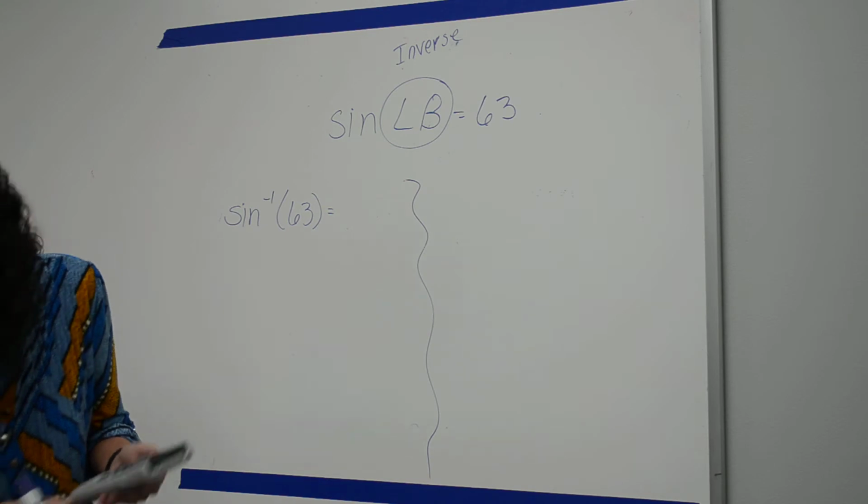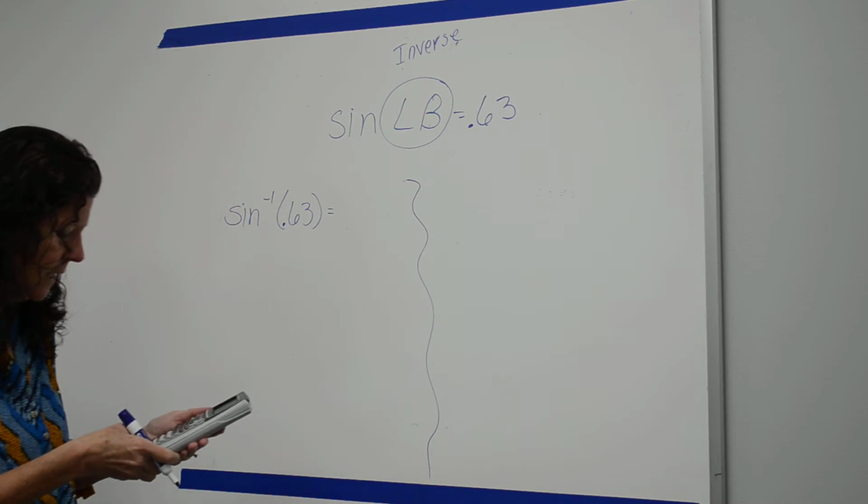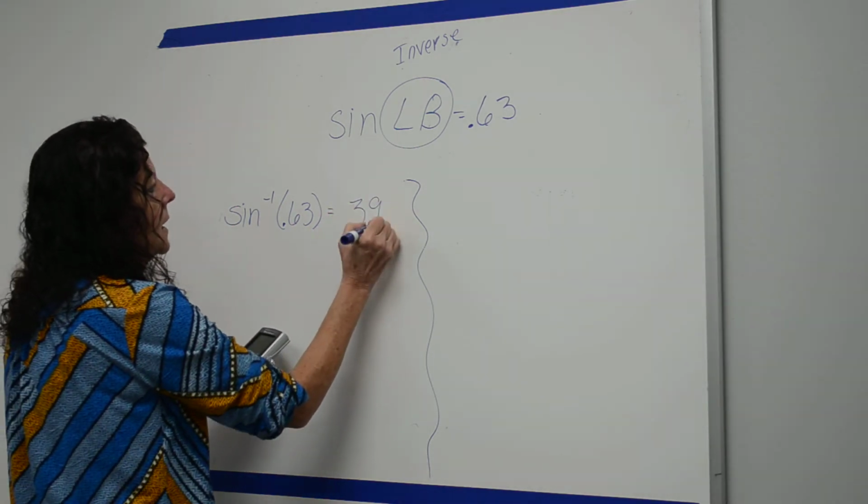Actually, I think it's probably decimal 0.63. So decimal 0.63, inverse, and I'm going to get 39 degrees.